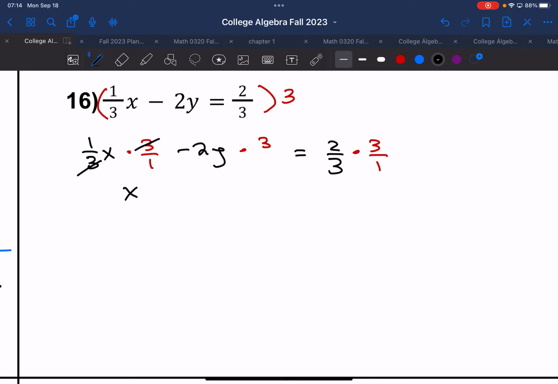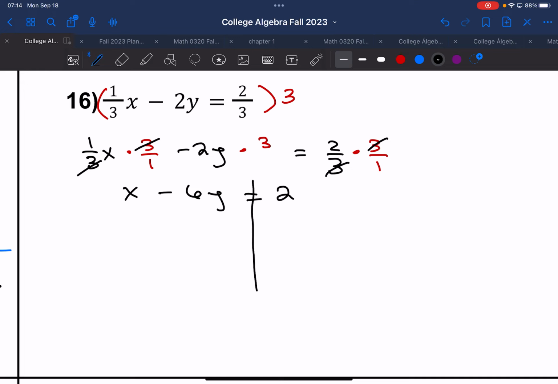-2y times 3 is -6y. And then again, on the diagonal, these 3's cancel out, so we are left with what number? 2. Okay. So now we have a prettier version of the standard form. We still need to put this into slope-intercept form. So what would be my first step?